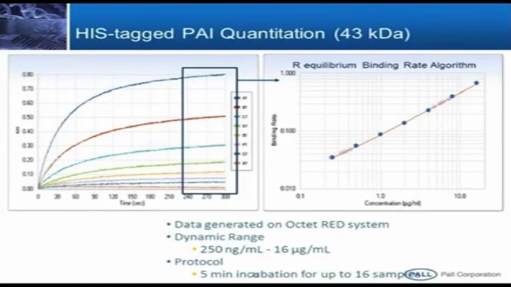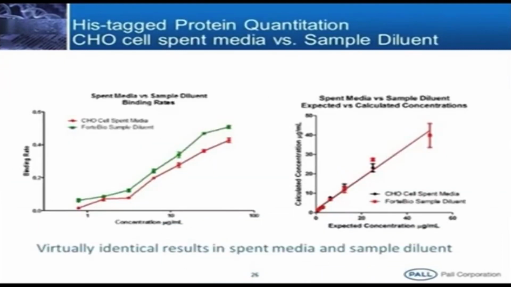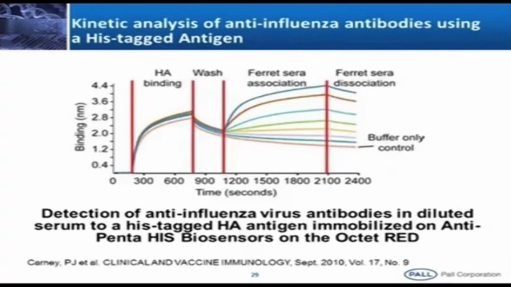This is one example, protein A quantitation with histag protein A. The dynamic range is 250 nanogram per ml to 16 microgram per ml. Here they performed it in media versus just buffer, and the results are on par. So we can use it even to quantify the protein in your culture. These are published examples: anti-influenza antibodies using histag antigen for kinetics measurement.